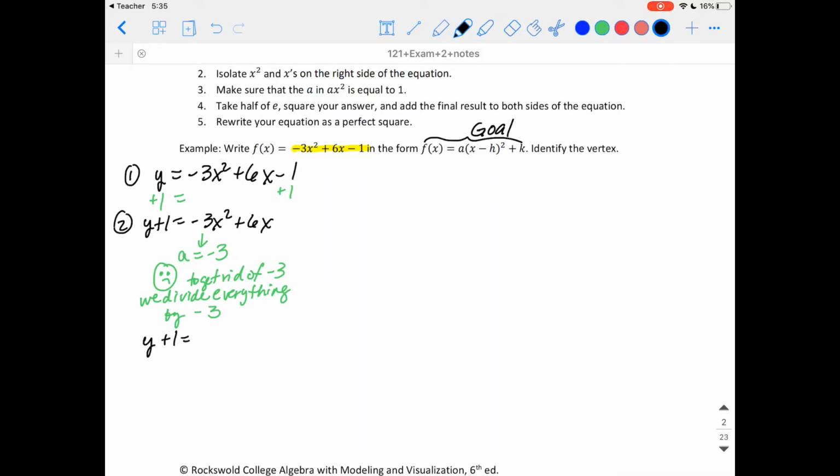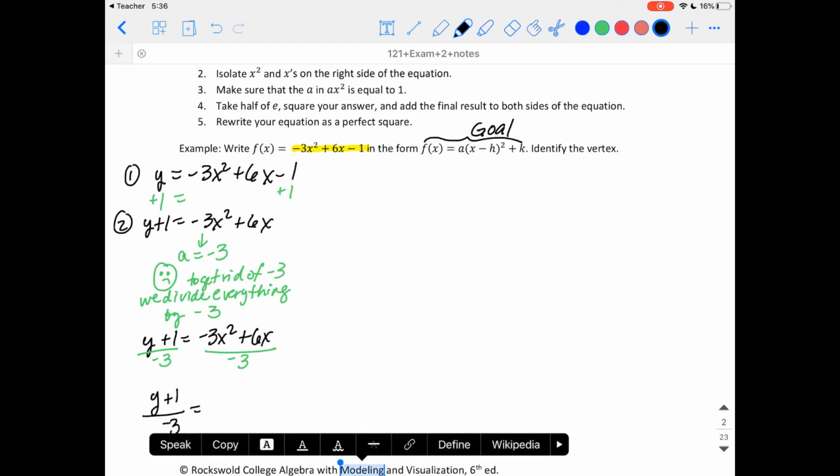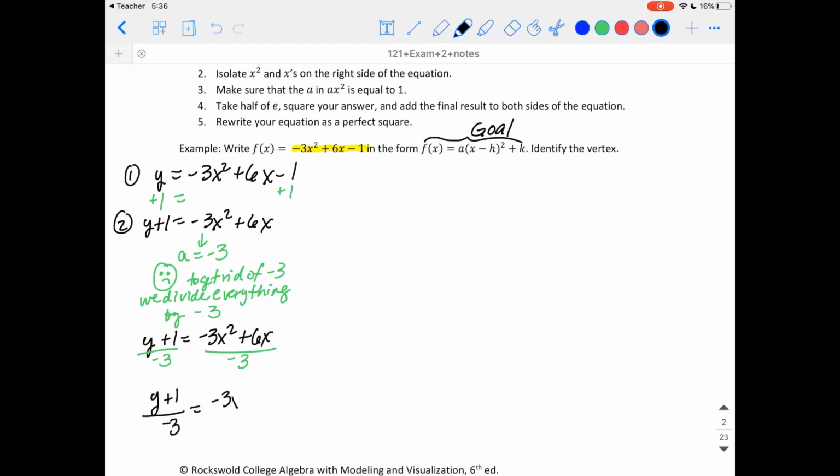So y plus 1 is equal to negative 3x squared plus 6x. So I'm going to divide everything by negative 3 on the right hand side of the equation and everything by negative 3 on the left hand side of the equation. So right now, so far, I have y plus 1 divided by negative 3 is equal to, and I'm going to go ahead and break these apart into pieces. But if you know how to simplify, you can skip this step, more power to you. This would be negative 3x squared over negative 3 plus 6x over negative 3.